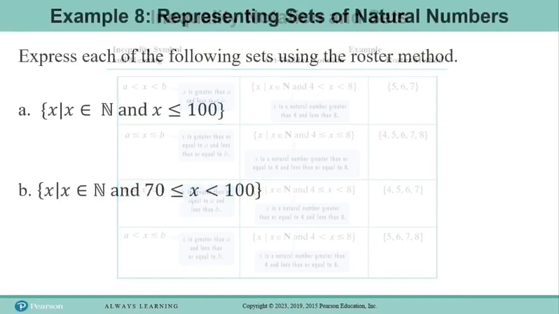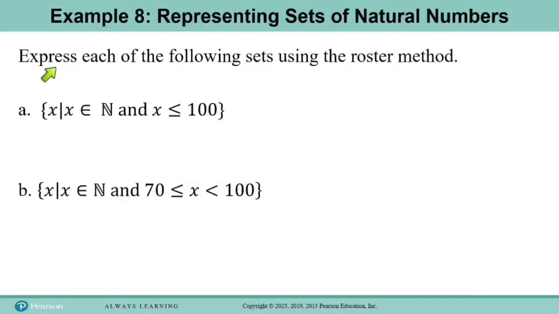So example 8, so this says express each of the following sets using the roster method. And part A says the set of all elements X such that X is an element of the natural numbers and X is less than or equal to 100. Okay, so the roster method, that's where we list all the elements. But of course, we're not going to list all these elements. We're going to use the ellipsis so that we don't have to write so many numbers.